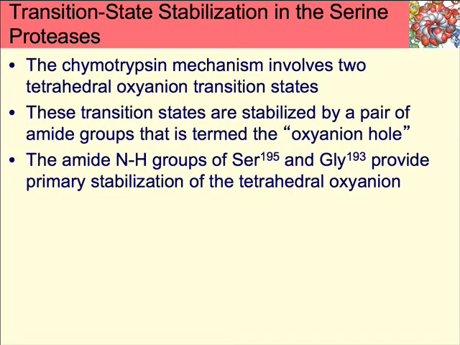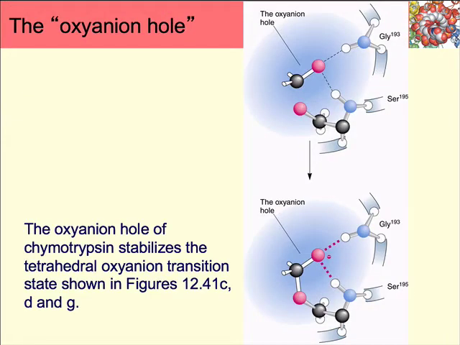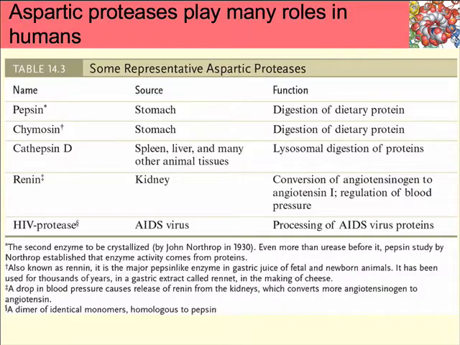There's a little note here about transition state stabilization in the serine proteases. We actually mentioned this before. The oxyanion, the tetrahedral oxyanion, is stabilized by the NH groups of serine 195 and glycine 193. And there's a picture of that here so that you can see that stabilization.